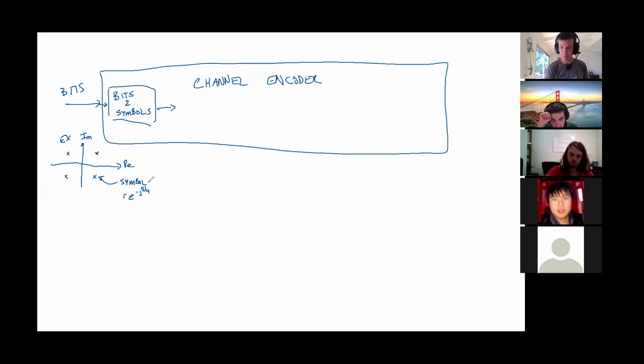Now there are 4 symbols here, which means that each symbol can encode 2 bits. So you can think about this being the 0, 0 symbol, this being the 0, 1 symbol, the 1, 0 symbol, and the 1, 1 symbol. So this is what I mean, mapping bits to symbols. Depending on the bits that come in, we are going to output a different symbol. And if you want to think about symbols as complex numbers, I think that's a smart way to do it.